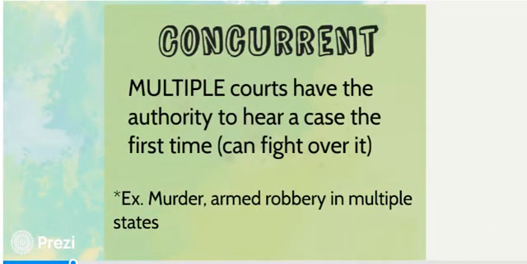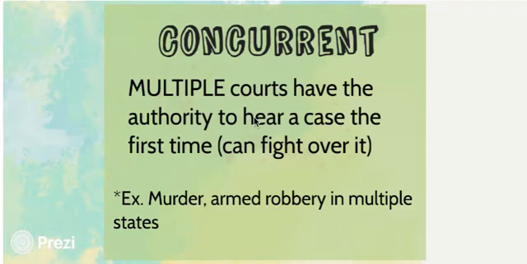Then the very last one is a word we've seen before. It is concurrent, all right? That means that you share jurisdiction. We know that a concurrent power, like taxes or courts or prison, is shared between the federal and state levels. Concurrent jurisdiction is the same way, okay? So multiple courts, more than one, have the authority to hear a case the first time, and they can fight over it. So, for example, murder or armed robbery in multiple states.